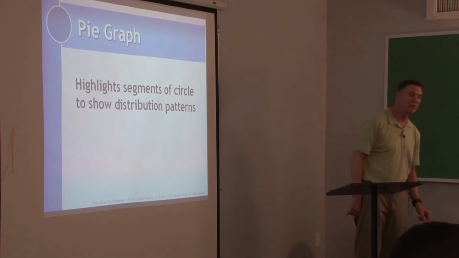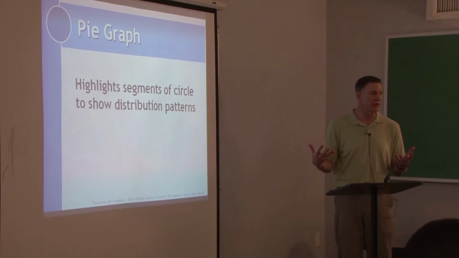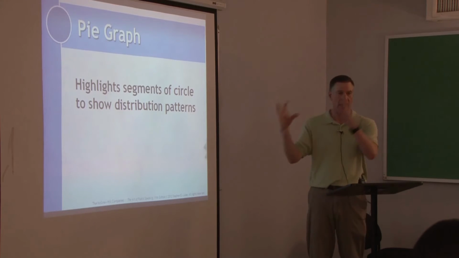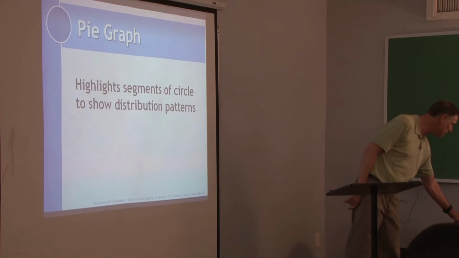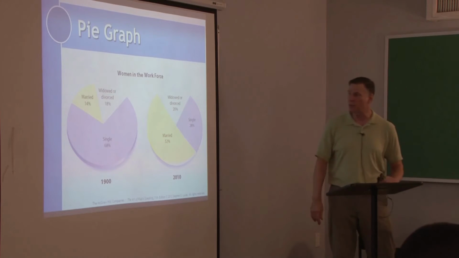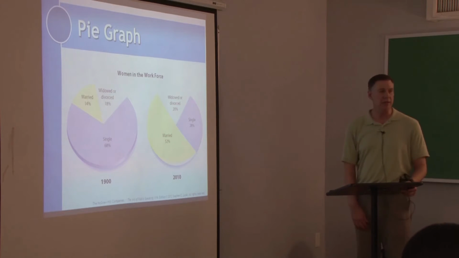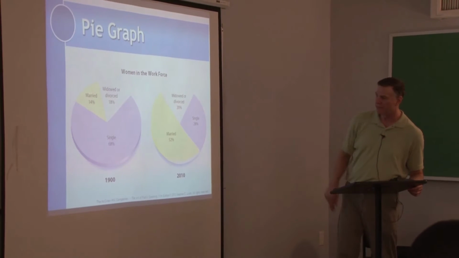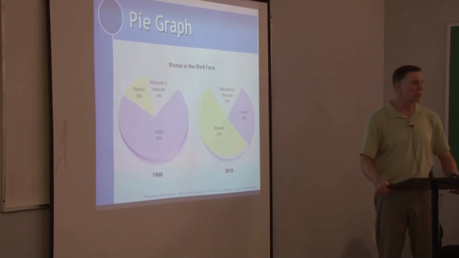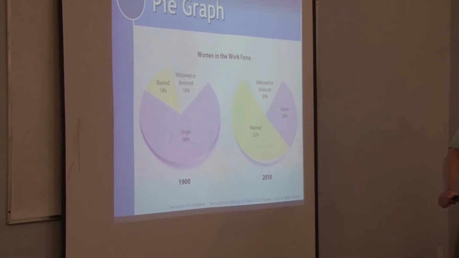Okay, the next one is considered to be a pie graph, and you probably have seen those where they take 2 pieces of pie and they compare them by splitting up the percentages. And this would be 1. Now, ladies, this is women in the workforce. 1900, 68% of women in the workforce were single.